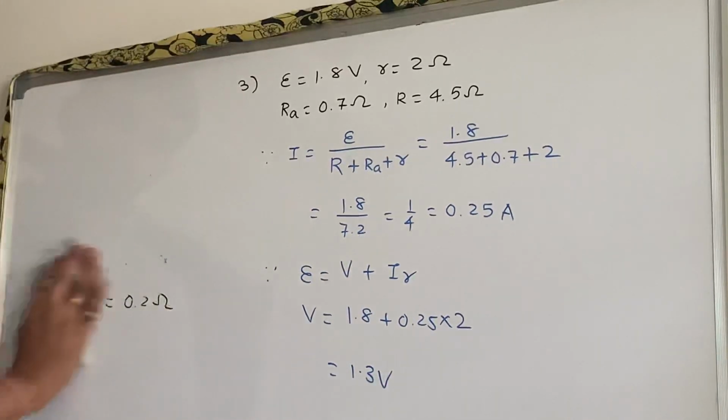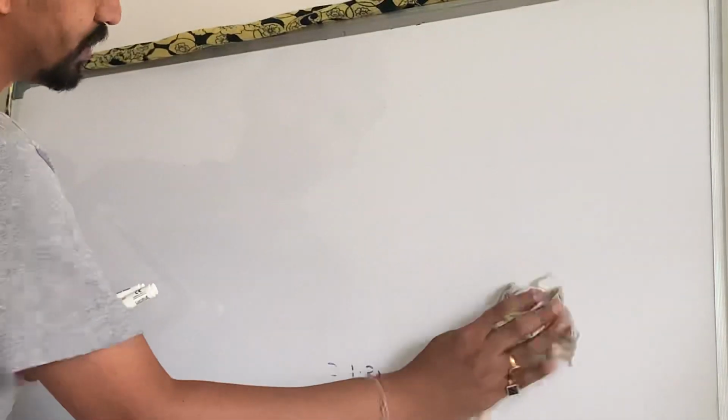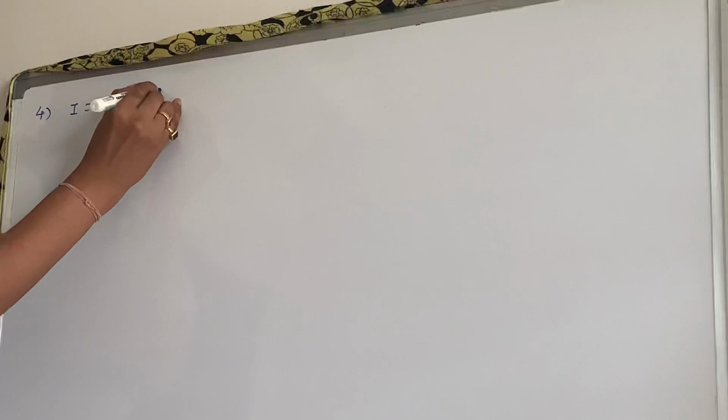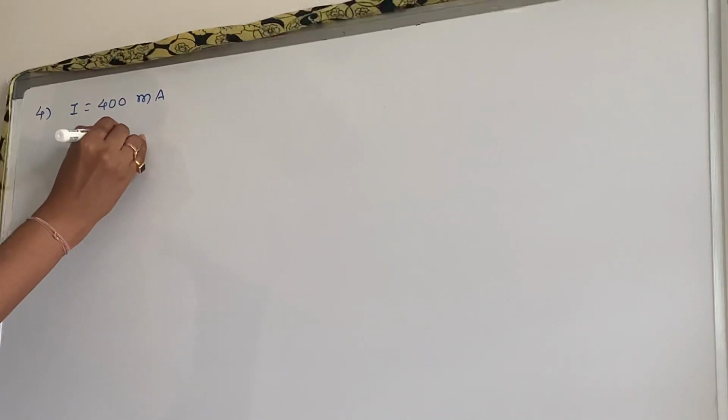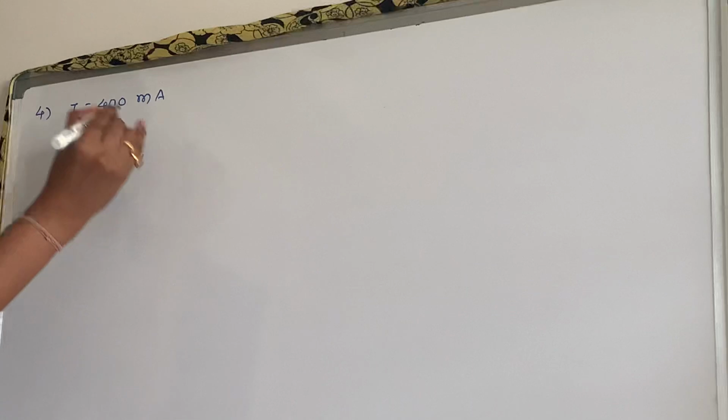Just check the fourth question. The fourth question is different. What does the question say? A music system draws a current. I is given as 400 milliampere, which is 0.4 ampere. Then terminal voltage, it is connected to a 12 volt battery. V is given as 12 volt.